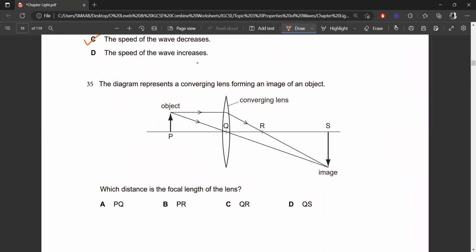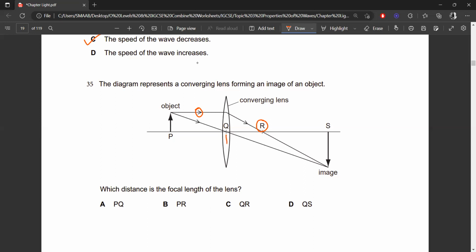35. The diagram represents a converging lens forming an image of an object. Which distance is the focal length of the lens? That is also very simple. When a light ray which is parallel to the principal axis passes through the convex lens, it will always bend through the principal focus, right? So A? If you take the reference of ray 1, this ray is passing parallel to the convex lens and then it will bend through the point that is known as the principal focus, right? So they are talking about the focal length.